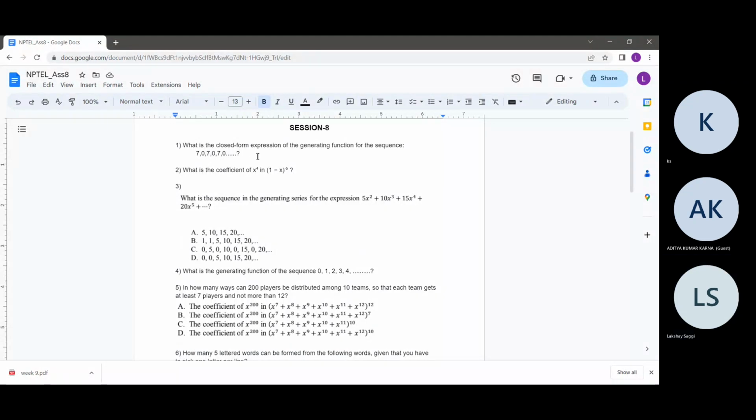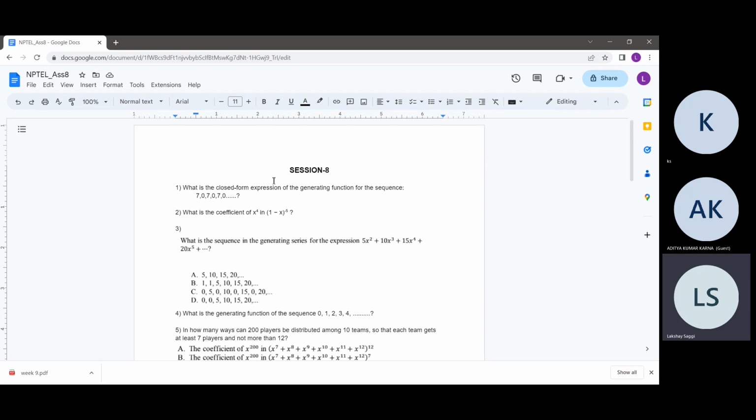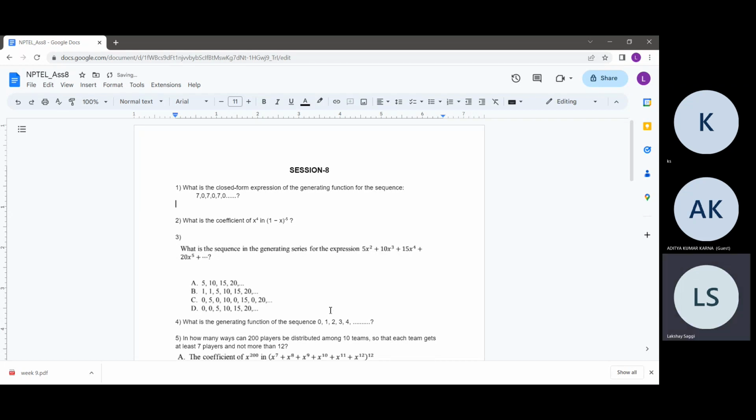I've shared my screen. I hope my screen is visible to you. If it is not visible, you can let me know via chat. I'll just start with the problems right away. Aditya, just to reiterate since you just joined: today we'll be discussing problems related to generating functions mostly. So let's just start with the first question.